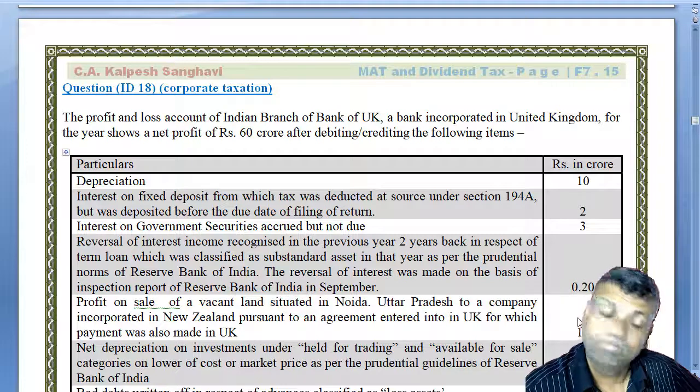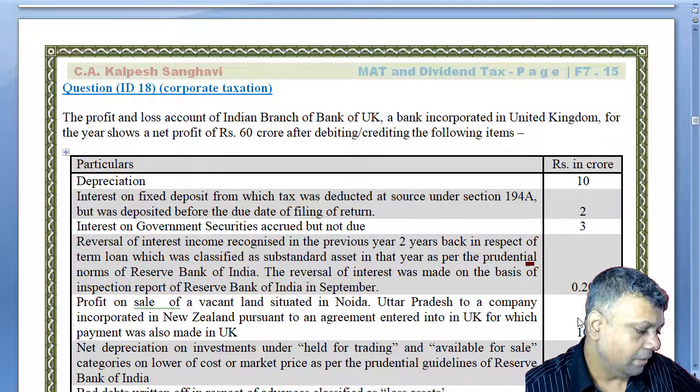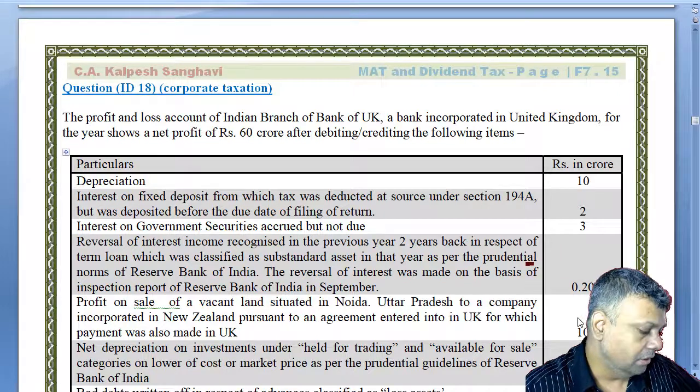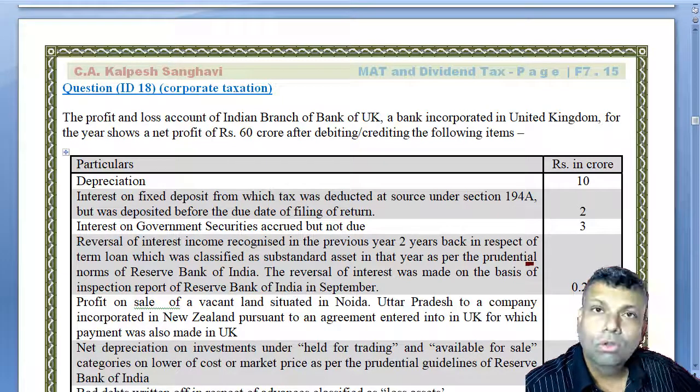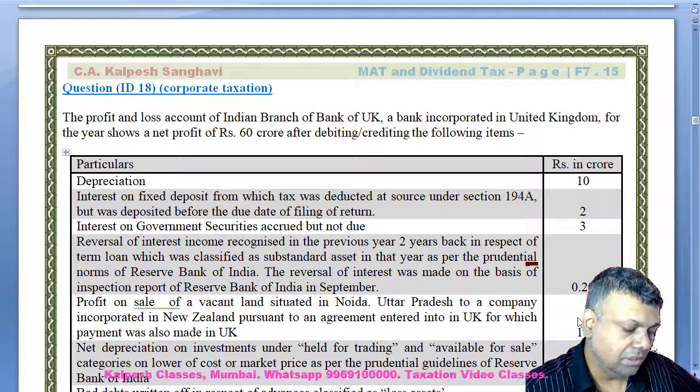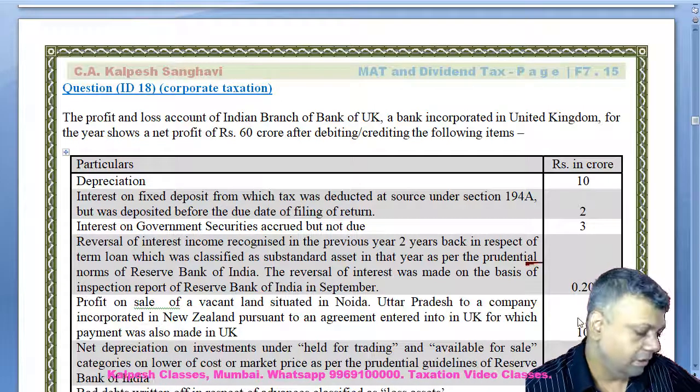The profit and loss account of the Indian branch of a Bank of UK, a bank incorporated in the United Kingdom, for the year shows a net profit of rupees 60 crores after debiting and crediting the following items. Depreciation, all the rupees are in crores. Interest on fixed deposit, from which tax was deducted at source under section 194A but was deposited before the due date of filing of the return.